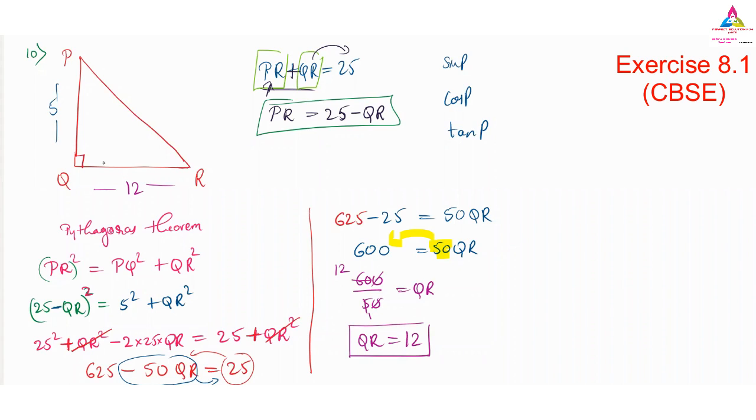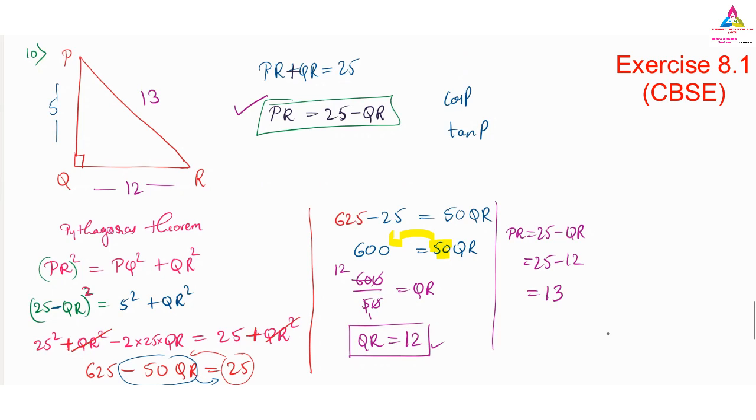Now there is no difficulty finding the PR value because they have already given the equation PR plus QR is equal to 25. In this equation substitute that value. That is, PR is equal to 25 minus QR. So 25 as it is, the QR value we just found is 12. 25 minus 12 is how much? 13. So this PR value is 13. Anyone have a doubt here? No, sir. If you have a doubt, it will be good if you ask.